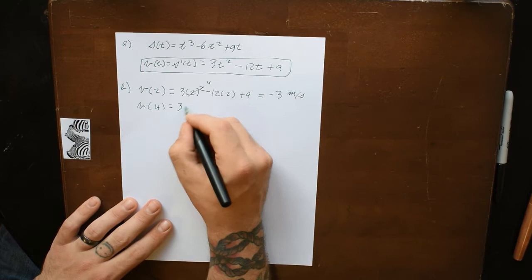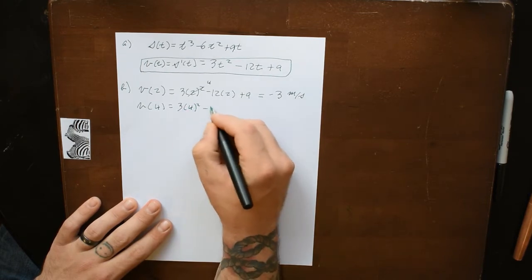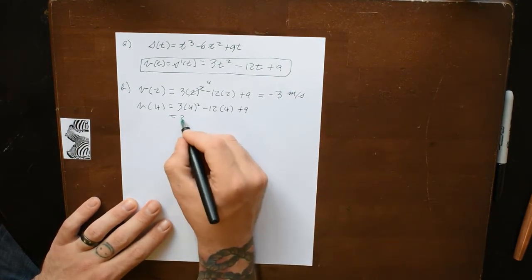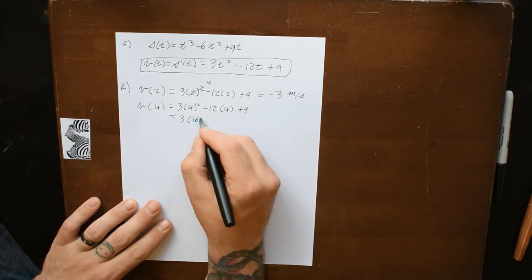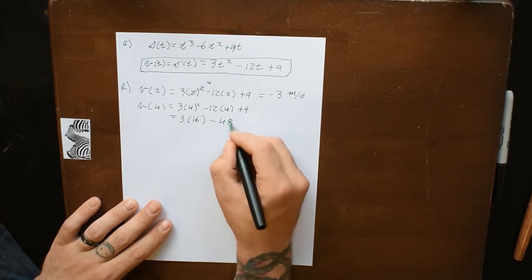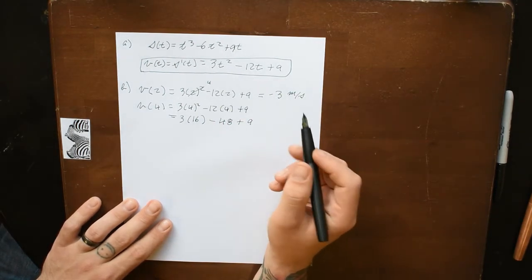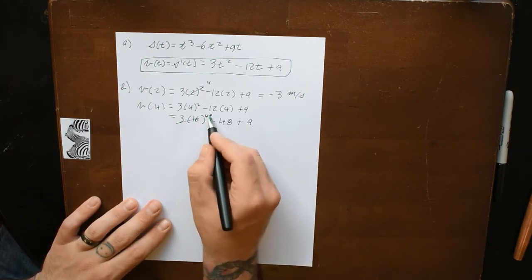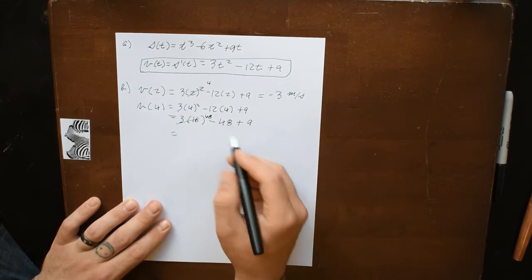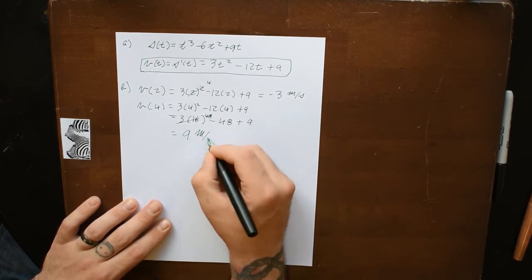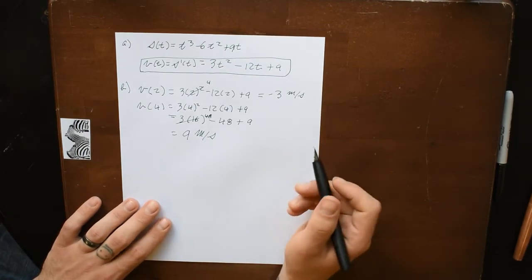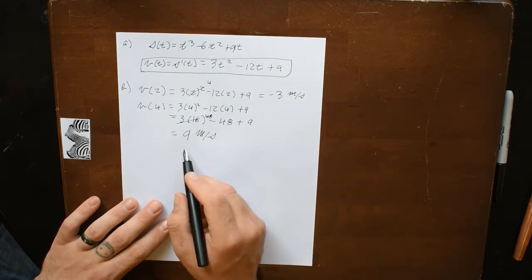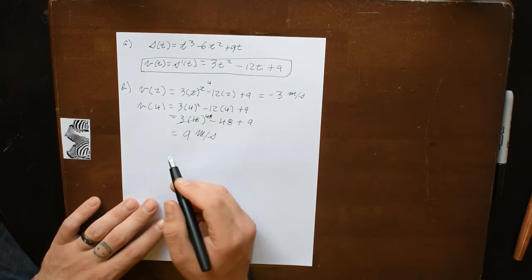Similarly for 4, we get 3 times 4 squared minus 12 times 4 plus 9. That's going to be 3 times 16 minus 48 plus 9. 3 times 16 is 48, 48 take away 48 plus 9 is just 9 meters per second. So notice how we've got a negative and a positive velocity. We'll come back to that in a moment.